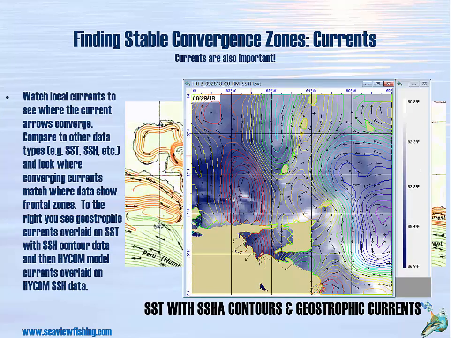Sea surface height contour lines can be overlaid on the sea surface temperature imagery in SeaView. It is important to have a good understanding of the seasonal, local currents in your fishing region, as well as the larger ocean-wide currents that affect your area.